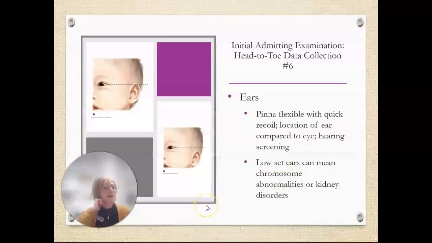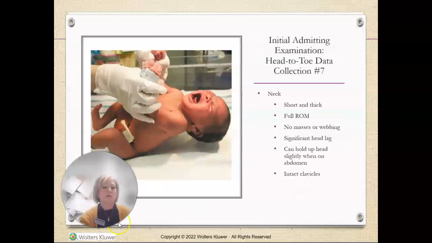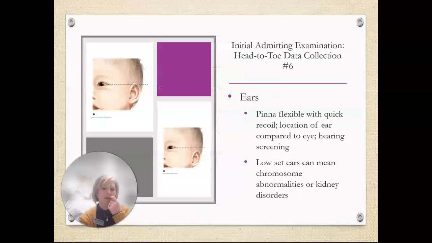Ears. The pinna, this is the pinna, is very flexible. So when you push it down, it will recoil back really well. Sometimes premature babies, you push it down and it stays there. They don't have really good recoil. So we'll look at that. We also look at where the ears are set. The tips of the ears should be right at the eye. If they're low set, sometimes that can tell us that there can be a chromosomal abnormality, so we're going to look at something like that.